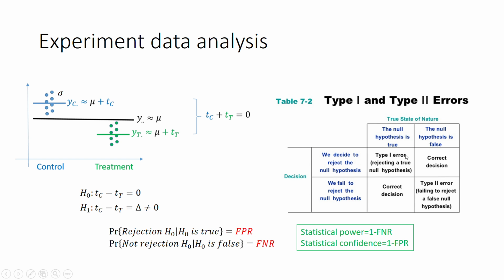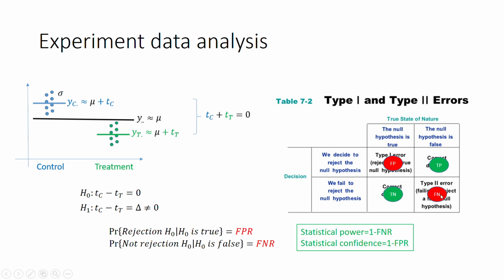But then there are two possibilities of errors. One is that the null hypothesis is true and you reject it. That is called a false positive, or type 1 error in the technical literature. Or the null hypothesis is false but you fail to reject it. So there is a difference, but you don't recognize this difference, and that is called a false negative. So we have true positives, true negatives, false positives, false negatives, and then we can put probabilities to each one of these cases. The two most important ones are the false positive rate and the false negative rate.